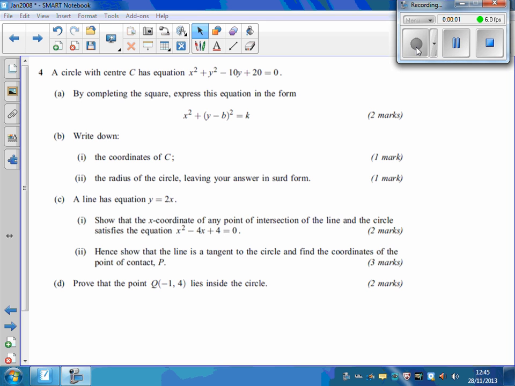January 2008, core 1 question 4 is our circles question. Usual sort of thing, we've got to look at this circle in its long form and complete the square down to find out where its centre is.